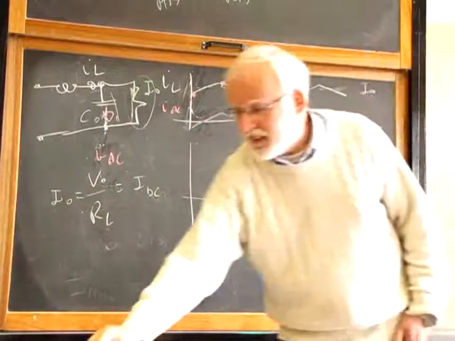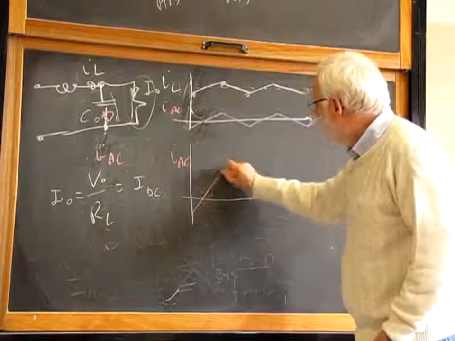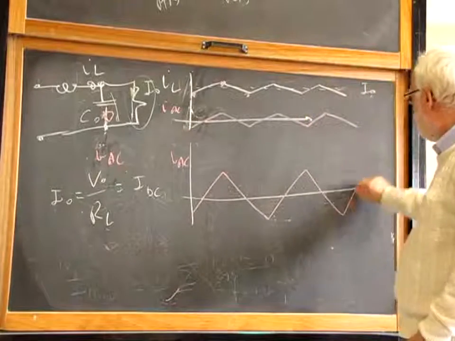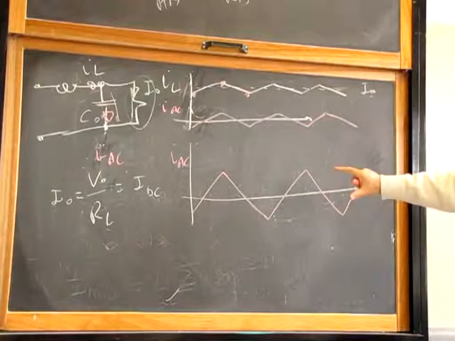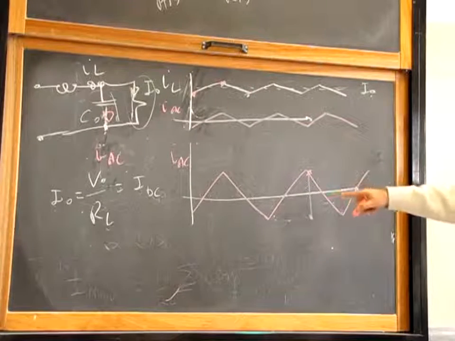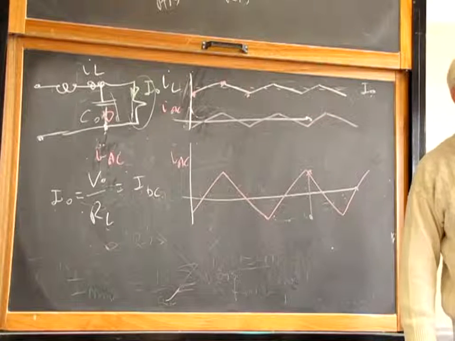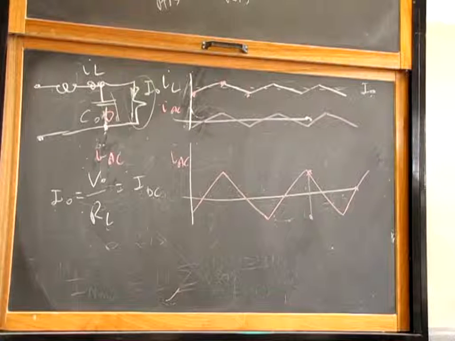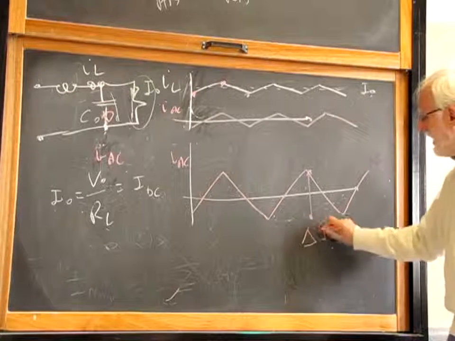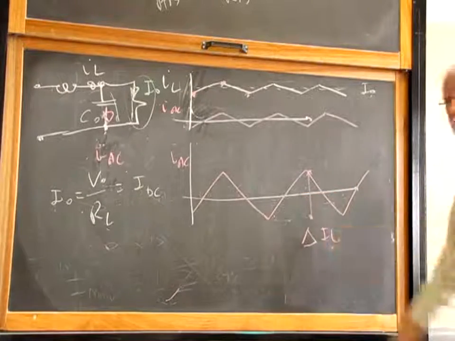Let me just expand a little bit here. IAC. I exaggerate just to make it easier to see. And this is the peak-to-peak value of the current flowing through the capacitor. It is delta IL, that we found 1 hour ago. Now we have to apply the RMS recipe to this waveform.